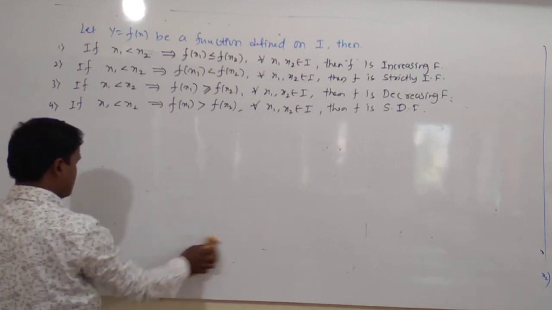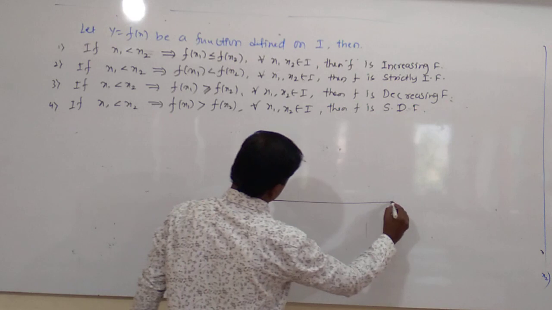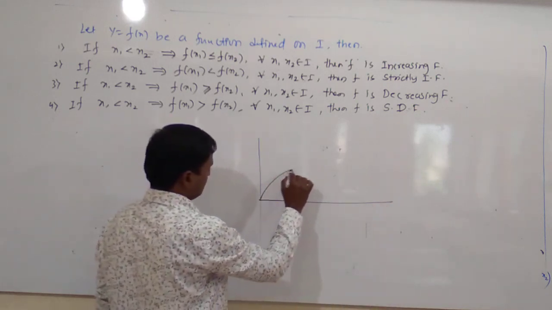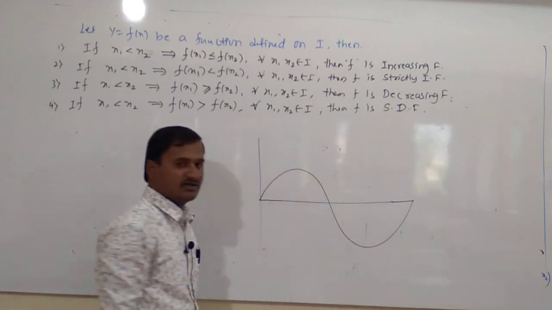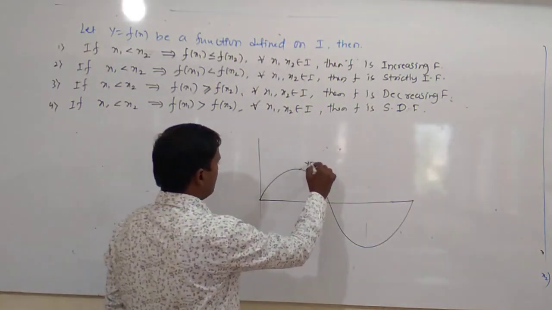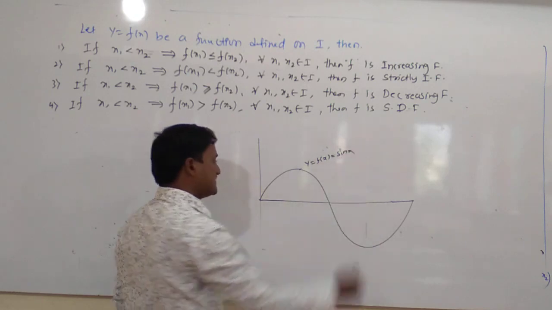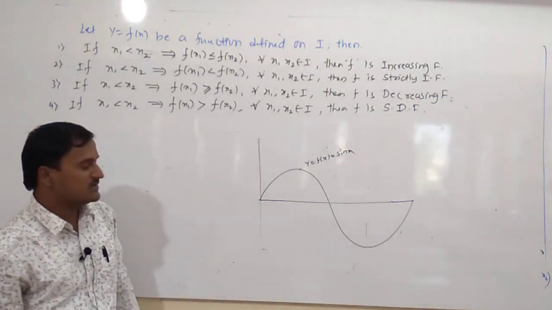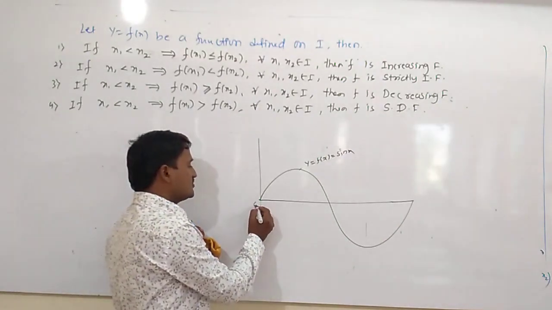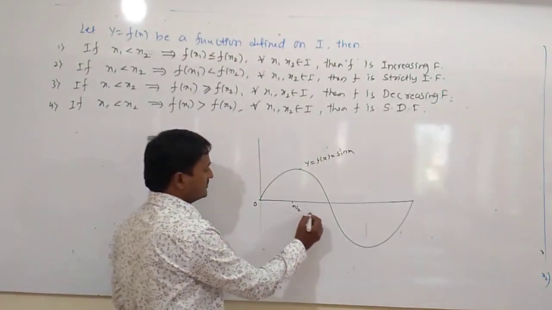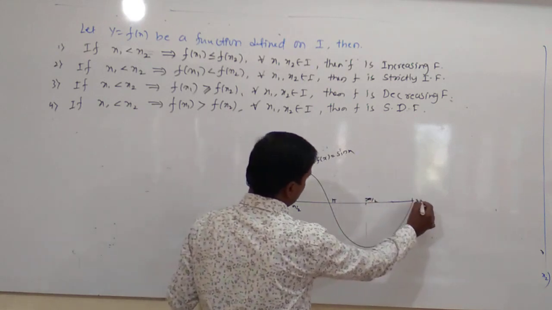So next, suppose you take the graph of a function like this. Clearly this is the graph of y is equal to f of x is equal to sin x. So this is the graph of the sin x function. Here you should observe, here 0, here pi by 2, here it is pi, here it is 3 pi by 2, and here it is 2 pi.